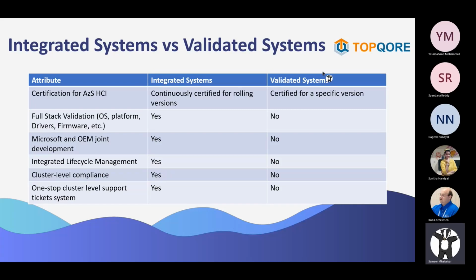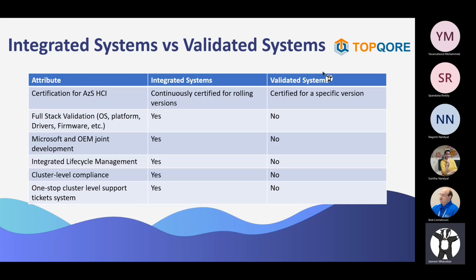Validated systems are not like that. So let's say I buy hardware that is certified for running Azure Stack HCI 22H2. That is what it is certified for, and that is what it is validated for. The next versions are not. So essentially you have to manually test that, okay, this is safe to run before you move into production. And so that is a huge difference, a huge benefit if you're going through integrated systems.